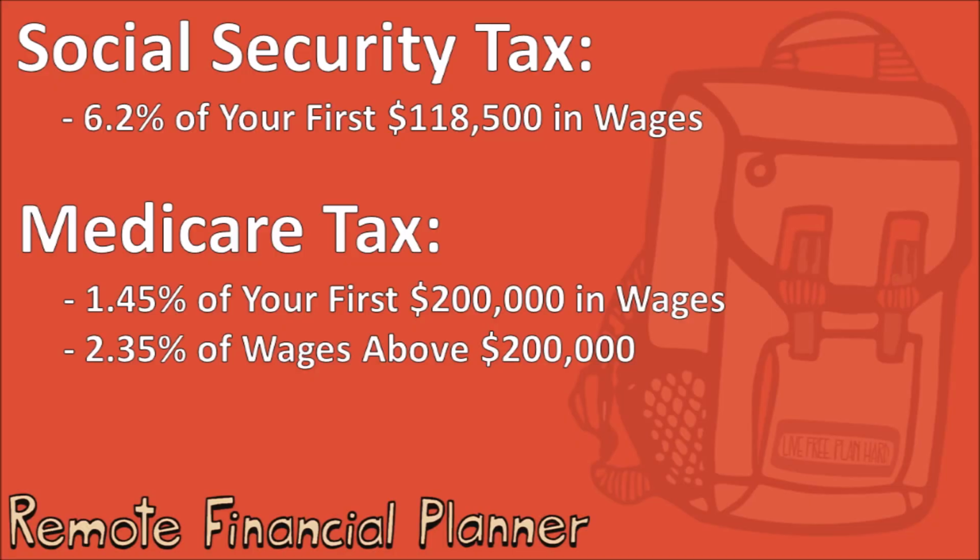These are commonly referred to as payroll taxes. They're mandatory payments into the country's 2 big welfare systems. Social Security tax is 6.2% on your first $118,500 in wages. These tax payments accumulate over your working life and increase the amount of retirement benefits you'll receive from the government when you retire. Medicare taxes are 1.45% on your first $200,000 of wages and 2.35% above that. This tax pays for medical insurance for people over age 65, which you'll be able to apply for once you reach age 65.